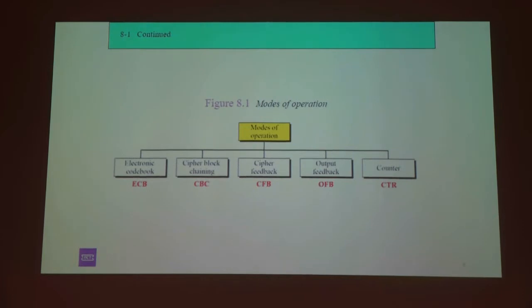So what do we do? There are five modes we're going to discuss tonight. Modes of operation. The first one is the ECB, electronic code book, and this is the simplest one. Then we have the CBC, which is cipher block chaining, how to chain blocks together. Then we have cipher feedback. Then we have output feedback. And then we have the CTR, counter mode. Five. And again, what's the goal in here?